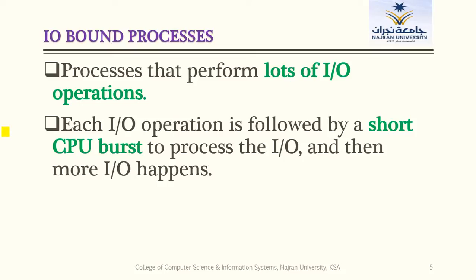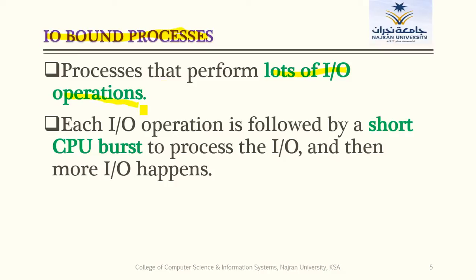Another thing: we have two types of process, IO bound process and CPU bound process. So we will discuss what an IO bound process is. IO means input output. It is a process that performs a lot of IO operations.